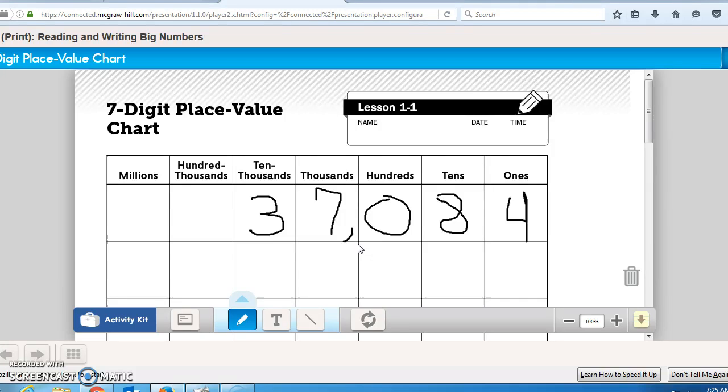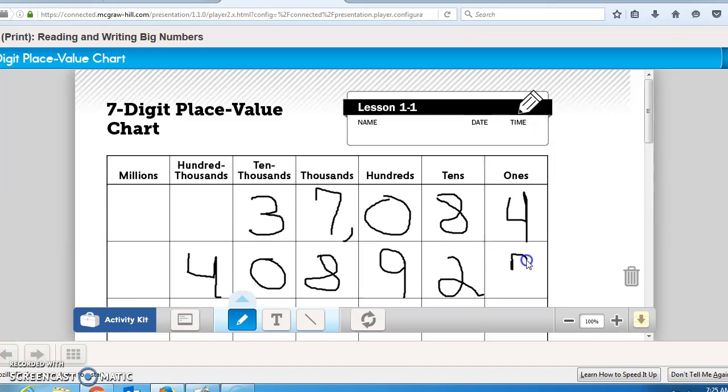Let me do that again. 408,927. All right, I said 408,000. Well, I know right away the first three numbers are 408. The last part I said was 927. Every three places goes a comma, so 1, 2, 3 goes right here after the 8.